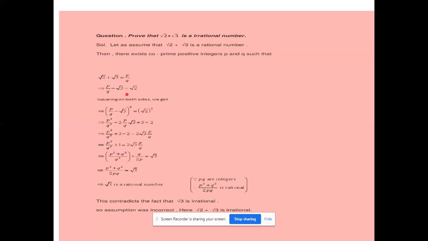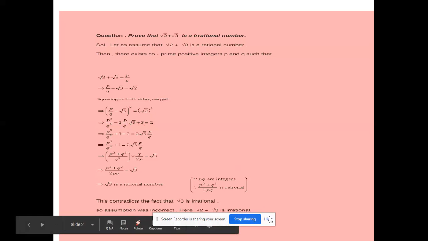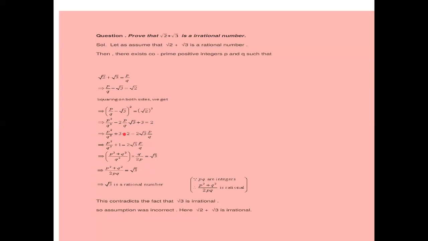After squaring on both sides, you will have a minus b whole square equal to square root 2 whole square. Applying the a minus b whole square identity here, you have a square minus 2ab plus b square equal to 2, that is, square root 2 whole square. Our motive is to make this root 3 alone.